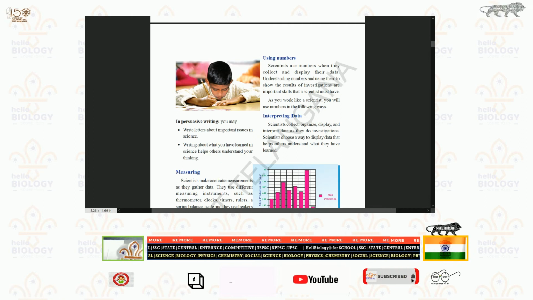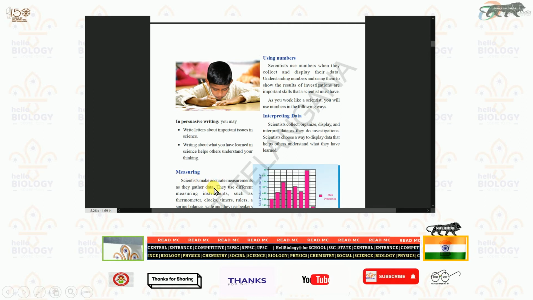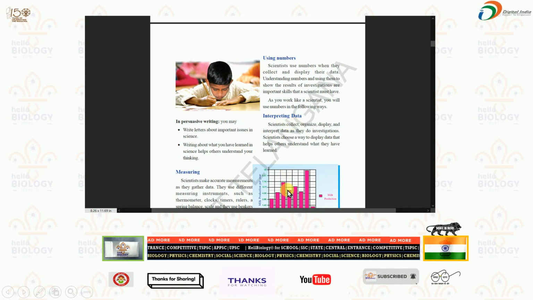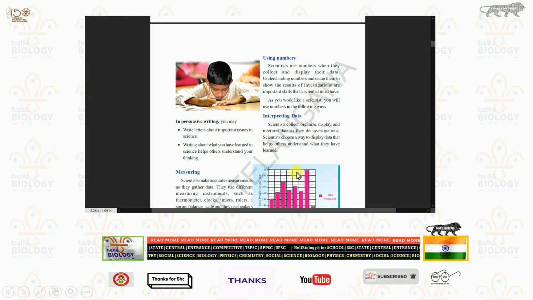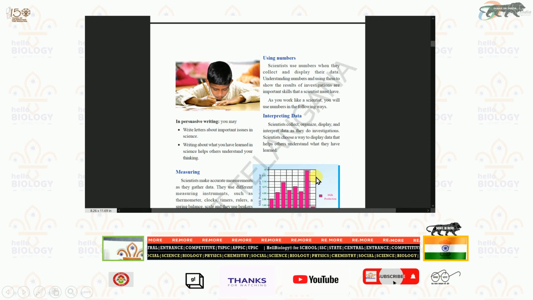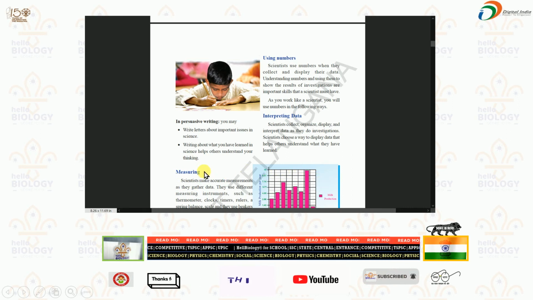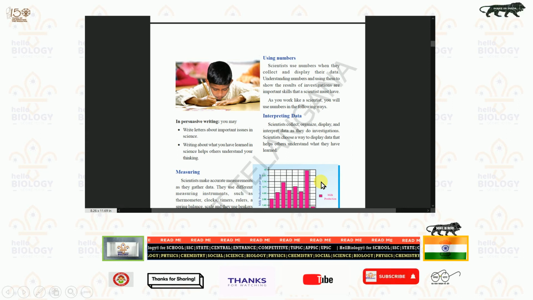And then sometimes you need to measure the data using numbers, interpretation of data. This kind of data will be there, you need to follow it, and such data will be displayed and helps you understand what you have learned perfectly. And these important skills, if you follow this process, you are going to become a scientist. The main intention of this first chapter is to become a scientist. What are the procedures we need to follow.